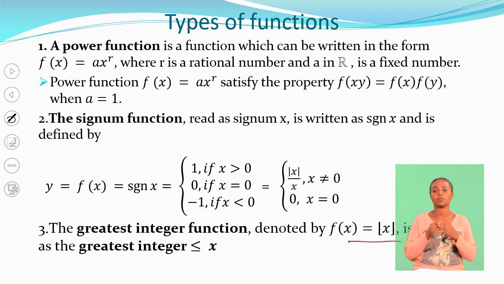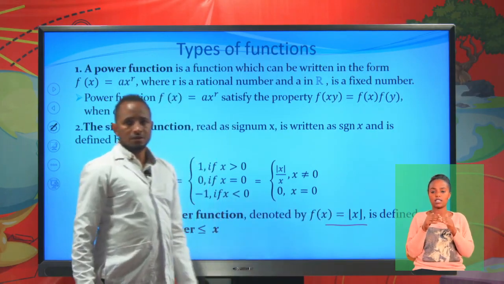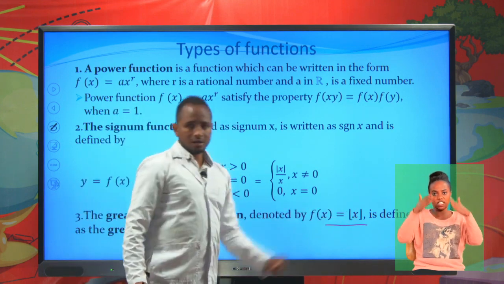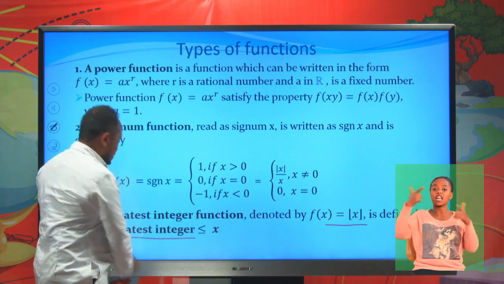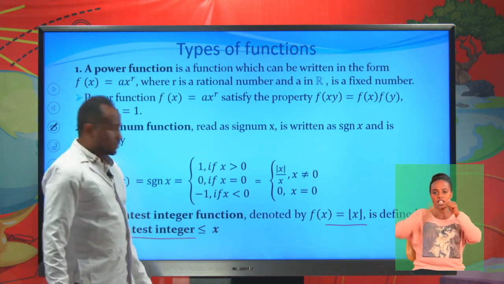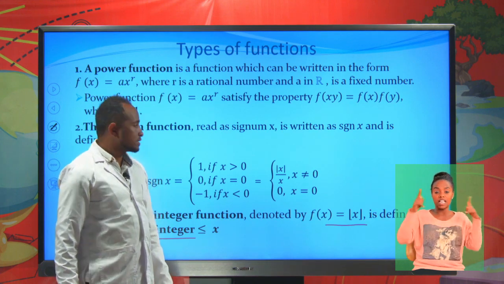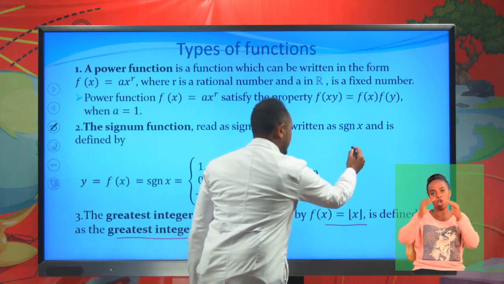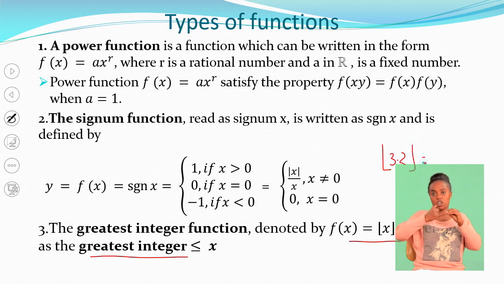f(x) is equal to the greatest integer of x. This is defined as the greatest integer less than or equal to x. For example, what is the greatest integer less than or equal to 3.2?